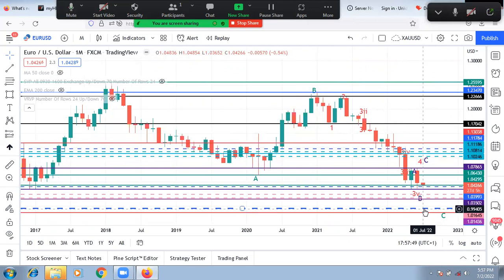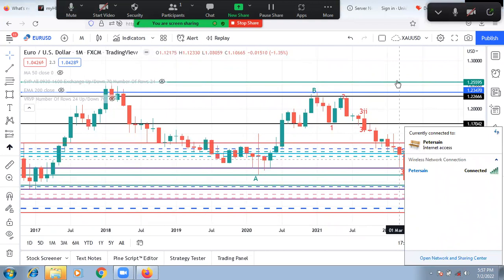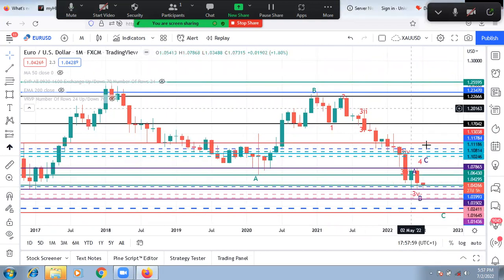So the question now is, have we ended the fourth wave major, and are we going to finish up with the fifth wave that will come here? And that's the question we have to answer. And this is where it can get tricky, really.